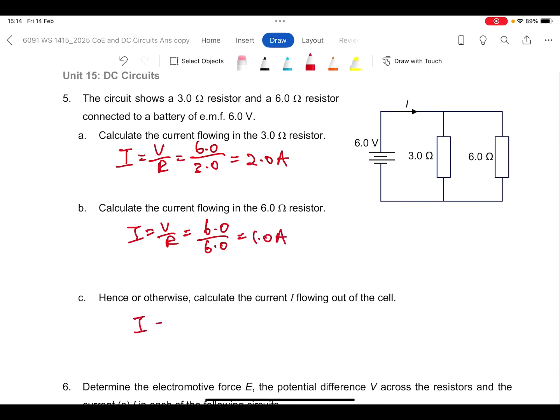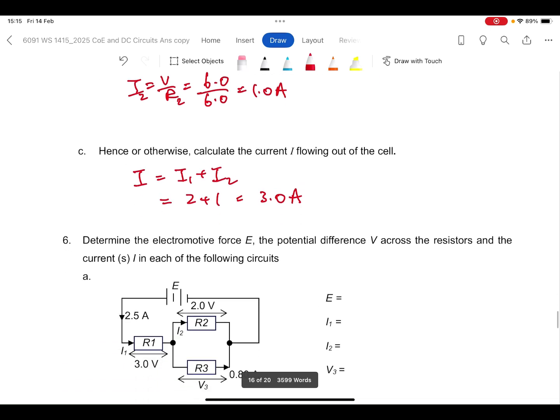Therefore, the main current in the circuit: if you want to label it differently, this is I1, this is I2, and you can call the resistors R1 and R2. V is constant, so I will be equal to I1 plus I2. In a parallel circuit, the main current is equal to the sum of the currents in the branches. So you get 2 plus 1 is equal to 3.0 amperes.